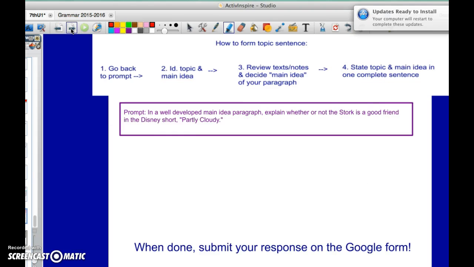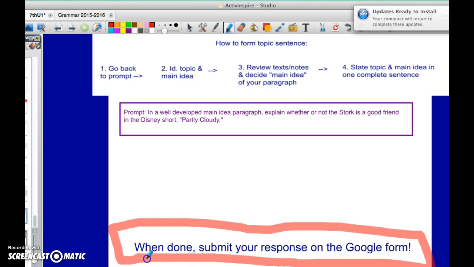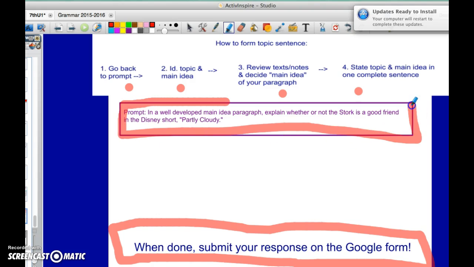Now you're going to do some independent practice. You're going to do this in your ELA notebook. Then when you're done, you're actually going to submit your response on the Google form. So pause the video now, work through the 4 given steps, and create a topic sentence to answer this prompt. Happy writing!